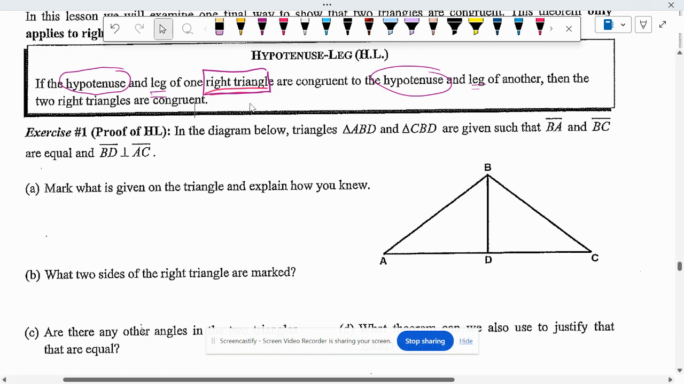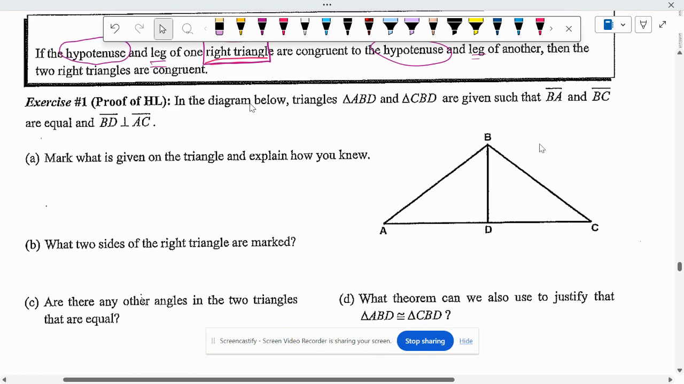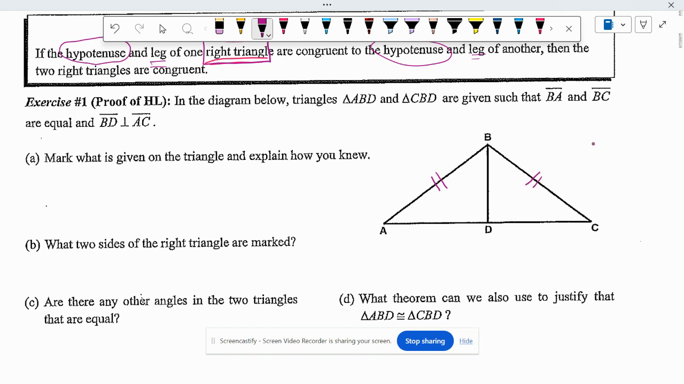So we're going to walk through that and talk about where it came about, because this is the hypotenuse leg theorem. So really, in order for us to use it, we should probably prove it. Remember, theorems you have to prove. So in the diagram below, it says triangle ABD and triangle CBD are given such that segment BA and segment BC are equal. It's the same thing as saying they're congruent. So go ahead and mark them. Segment AB is congruent to segment BC. It also says that segment BD is perpendicular to segment AC.